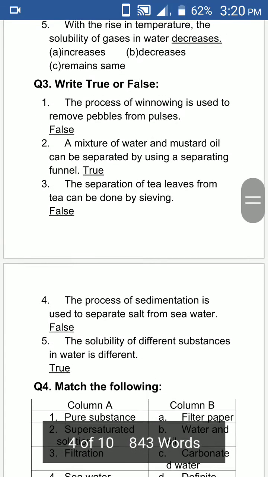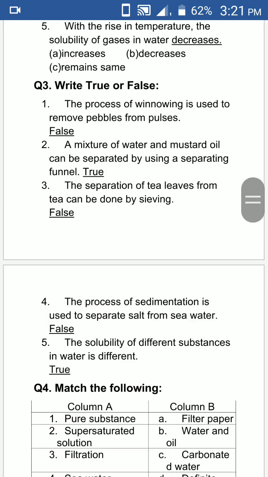Now question number 3, true or false. First, the process of winnowing is used to remove pebbles from pulses. The answer is false. Second, a mixture of water and mustard oil can be separated by using a separating funnel. The answer is true. Third, the separation of tea leaves from tea can be done by sieving.